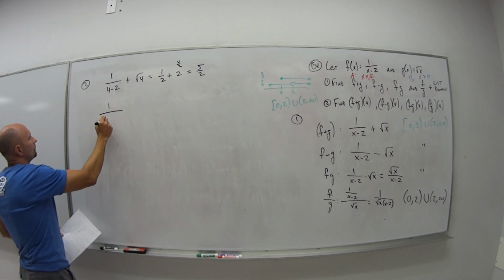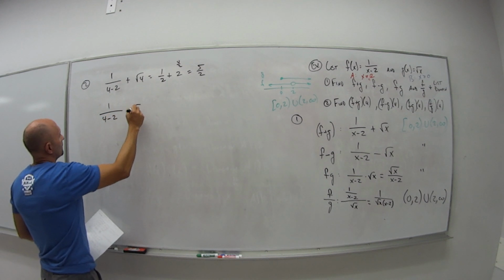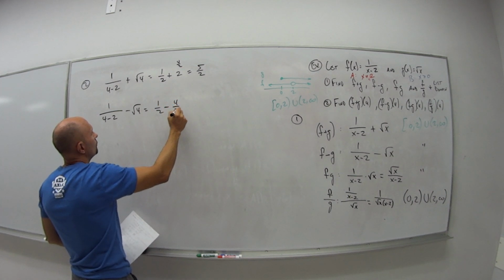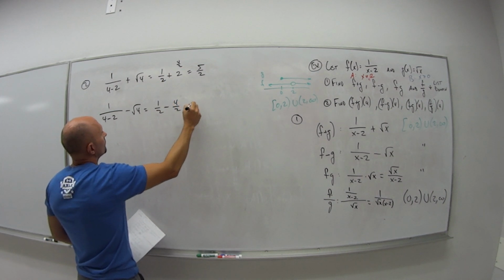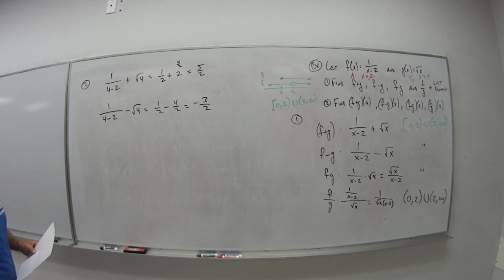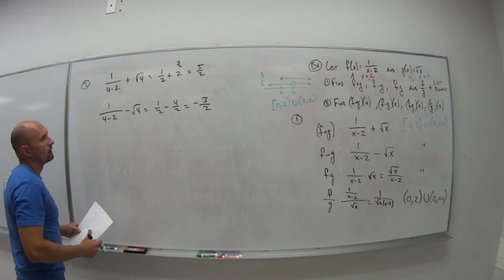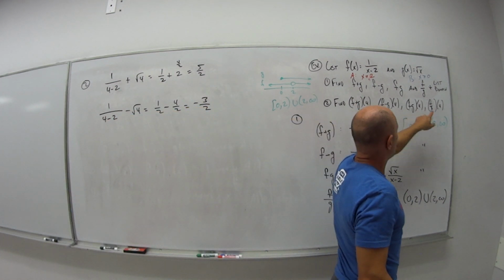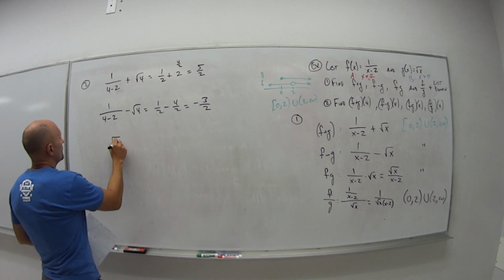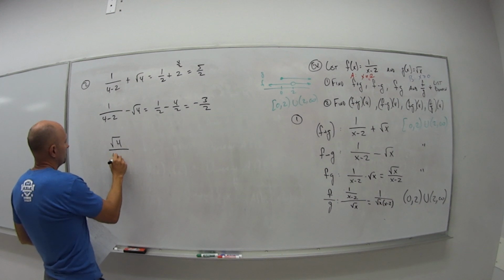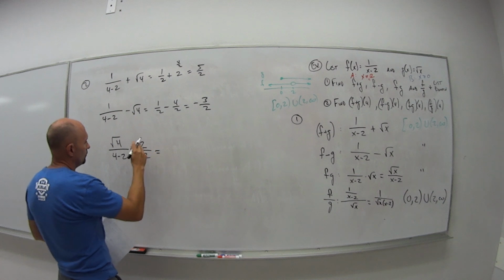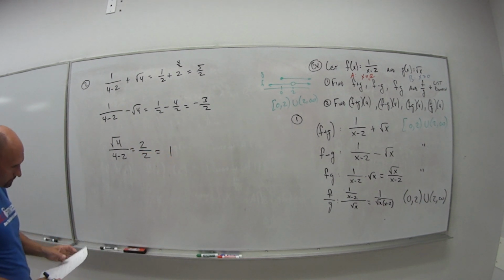The difference, so it's still 1 over 4 minus 2, but now it's minus square root of 4. So it's 1/2 minus 4 over 2, or 2. So this is minus 3 over 2, or negative 3/2. The product, when I plug in 4, is this third one here. So it's the square root of 4 over 4 minus 2. Square root of 4 is 2. 4 minus 2 is 2. 2 over 2 is 1.